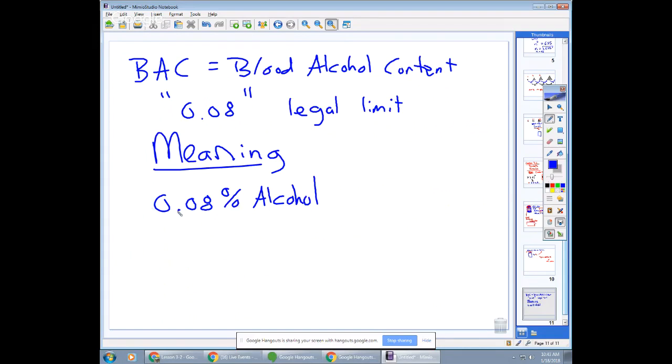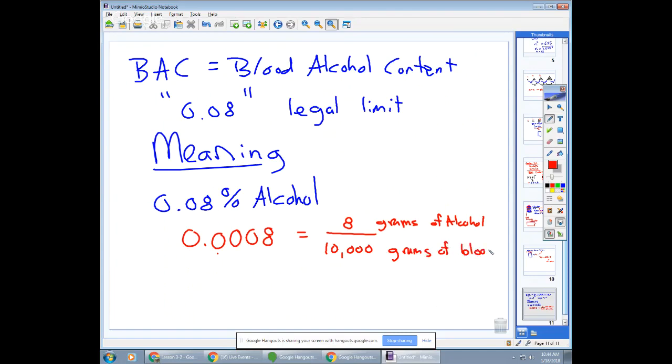So 0.08%. So remember, what does percent mean? It means divide by 100, right? So that really means 0.08 divided by 100. Now let's think about that as a fraction. This is the tenths, right? What's next? Hundredths? Thousandths? 10,000ths would be next. So that really means 8 over 10,000. Well, 8 what over 10,000 what? Okay, and so that's the tricky part. The 8 is grams of alcohol versus 10,000 grams of blood.